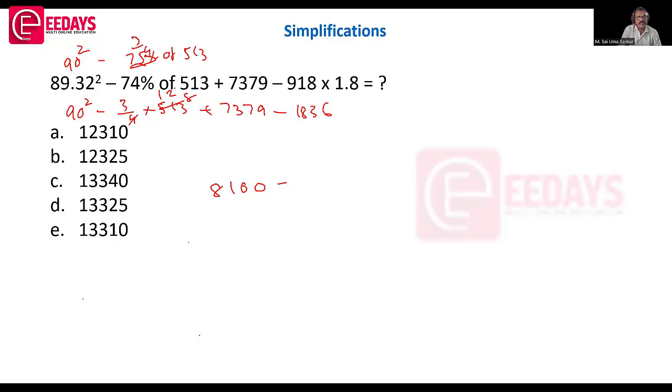3 into 128. So 3 into 8, that is equal to 4. 300. Next 3 into 20, 60, 360. And next 3 into 8, 32, 392. Plus 7379 minus 1836. Okay. So what happens? 0 minus 2 plus 7 minus 6. That is equal to 1 approximately.